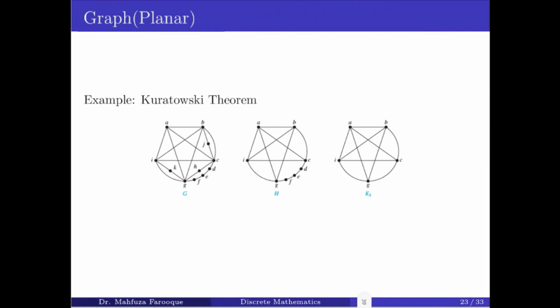Let's see an example. If we look at this graph G, we remove some edges and vertices by doing elementary subdivision. What we can see is that by removing vertices and edges, we actually get K5. So in this graph G, K5 is a subgraph, and that is why this graph is not a planar graph.